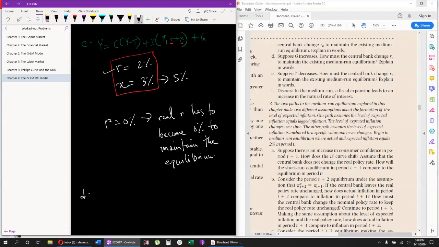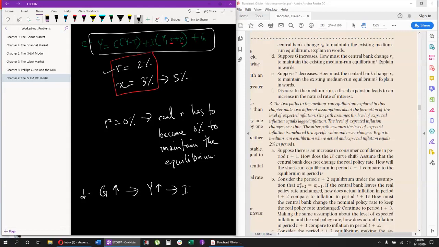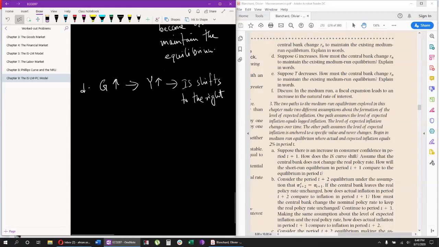Let's take a look at part D. Suppose G increases. Okay. So in the same equation, G increases. If G increases, of course, you can see from the equation that Y is going to increase. If Y increases, what is going to happen to our IS-LM-PC model? Nothing happens to LM. The IS curve shifts to the right. So let's draw this diagram.